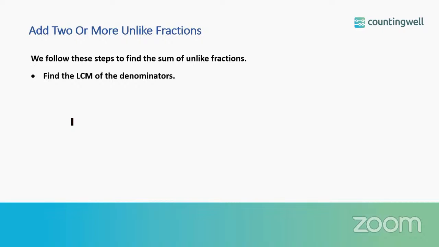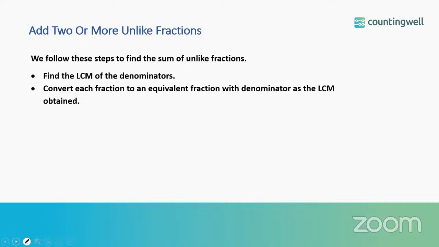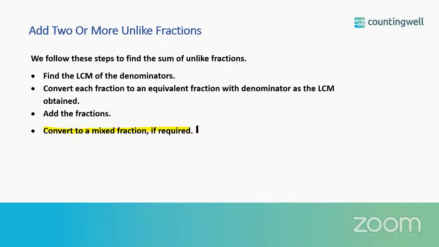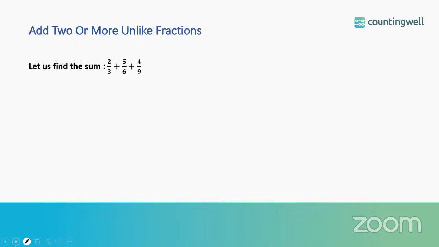So adding fractions is allowed only when the denominators are the same. For that purpose, we need to find the LCM of the denominators and then convert each fraction into an equivalent fraction with the denominator as the LCM obtained. And then we are going to add the fractions by adding the numerators. If it is asked to find the answer in mixed fraction form, then you have to convert it into a mixed fraction. Let us see one example for this.